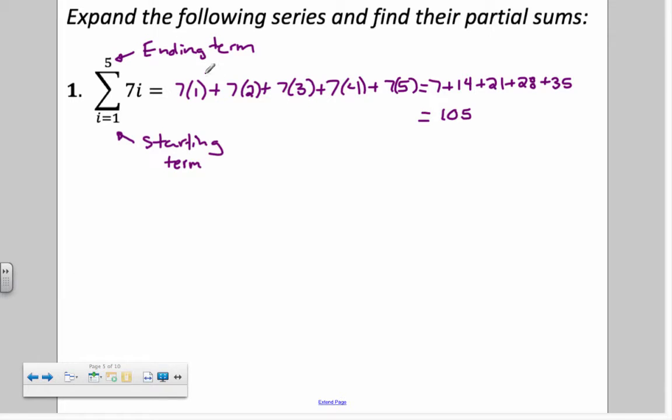So we expanded the series right here. This is the expansion. So this part is the expanding where we actually wrote out the sums. And then we actually found the partial sum, which was 105. So those are the two parts of this answer.